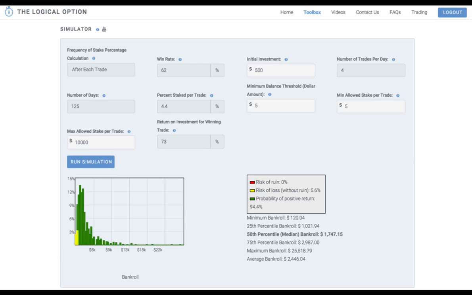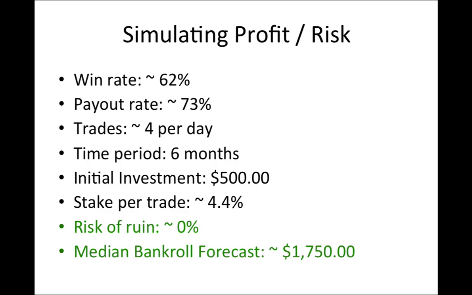So, with an initial investment of $500, you can easily calculate the return that you have over 6 months. This return would result in over 1,000% annual growth. So, with the discussed 62% win rate and averaging 73% payout, 4 trades per day, and about 6 months of running this and following this procedure, with an initial investment of $500 and 4.4% stake per trade, you're looking at the forecast of $1,750.